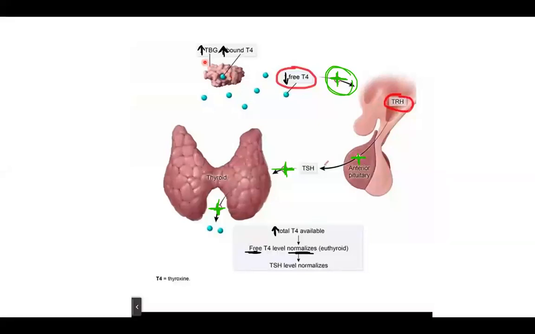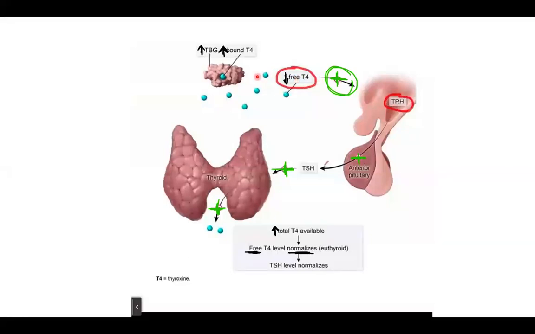If I have increased thyroid binding globulin and it's binding to as much T4 as it can, that means that the free or the unbound T4 is now going to decrease, right? Here's what I really, really need you to know. The TRH receptors in the hypothalamus are only stimulated by free T4. In other words, they don't know how much thyroid hormone I have in my body. The only thing they know is how much free or unbound thyroid hormones I have in my body.